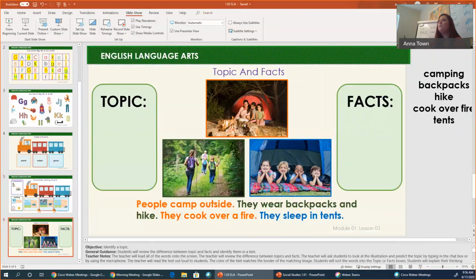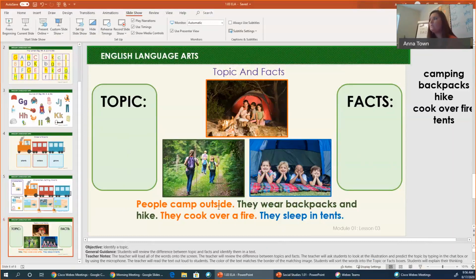We are going to finish with topic and facts. A topic is what is going on. It's whether we're going to choose to talk about an amusement park, camping, or school, and facts are true statements about that topic. So we are going to think, what is this topic about? I'm going to read the sentences, and then we're going to arrange the words for topic and facts. Remember, topic is what we're talking about, and the facts are true statements about the topic.